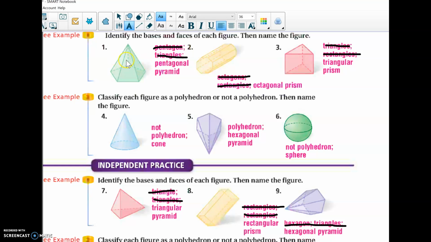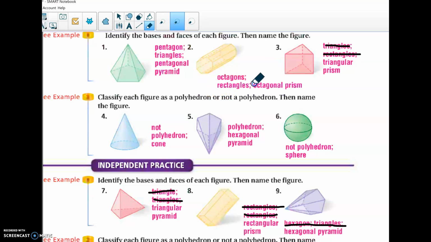For number 1, the base is a pentagon. The faces are triangles, and this is called a pentagonal pyramid. In number 2, the bases are octagons. These are the parallel sides, 8 sides. The faces are rectangles, and that is an octagonal prism. And this one was on the lesson check, I believe. In this one, the bases are triangles. The faces are rectangles, and this is called a triangular prism because the base is a triangle.